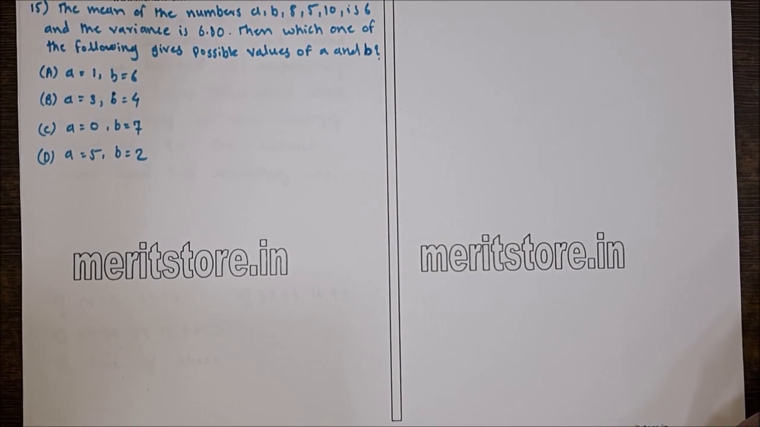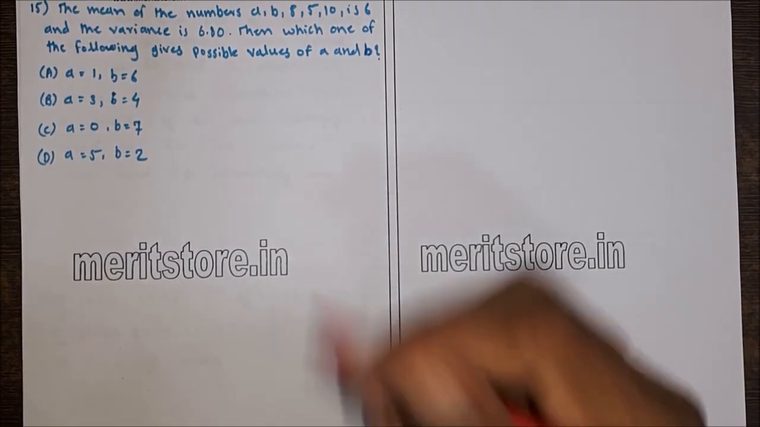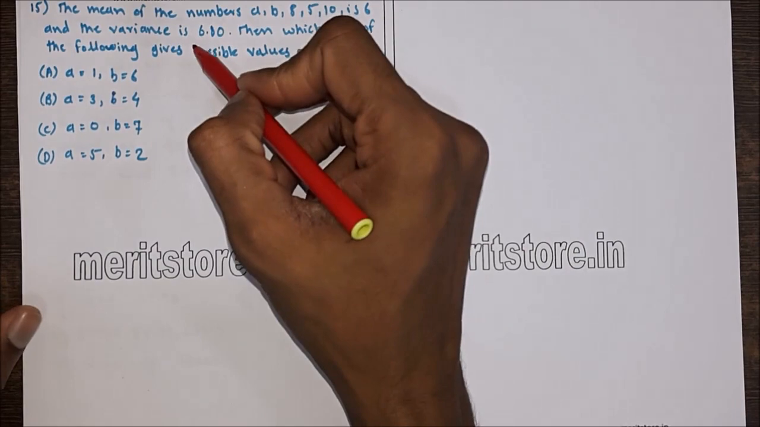Question 15. The mean of the numbers a, b, 8, 5, 10 is 6 and the variance is 6.80.